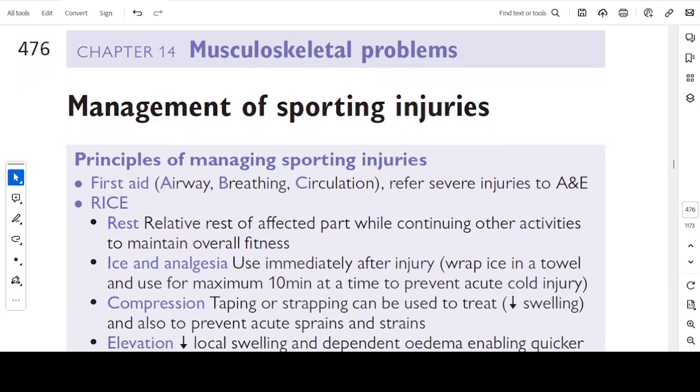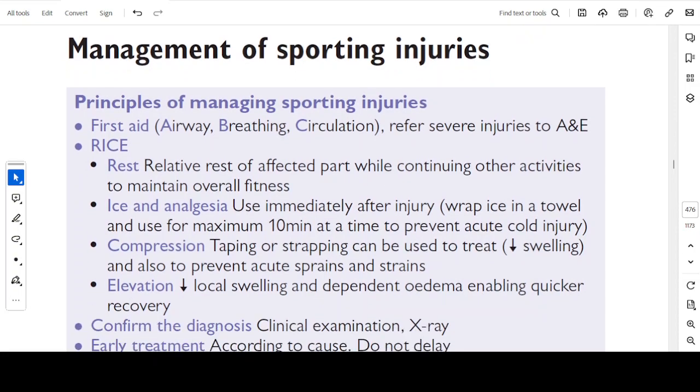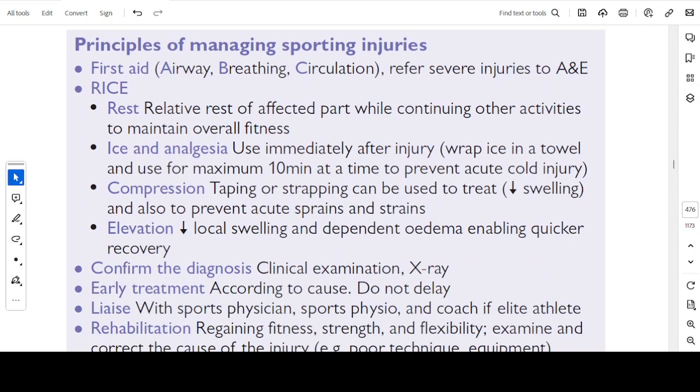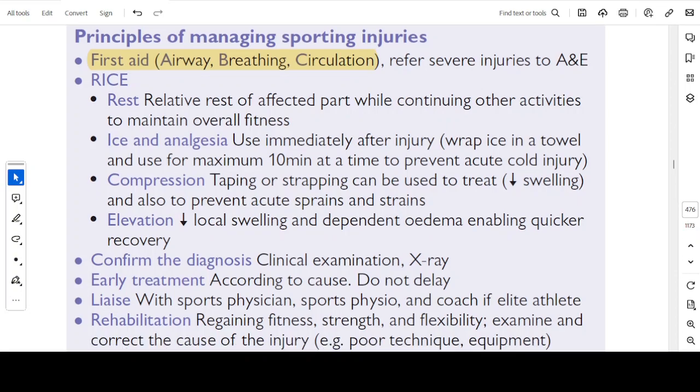Page number 476, Management of Sport Injuries. Principles of managing sport injuries. First aid: airway, breathing and circulation. Refer severe injuries to accident and emergency. Then RICE: rest, ice, analgesia. C is compression and E is elevation.